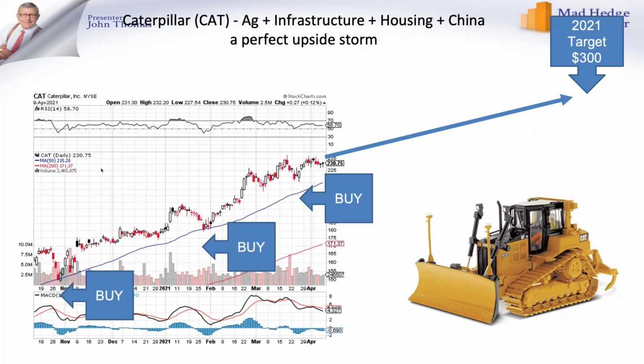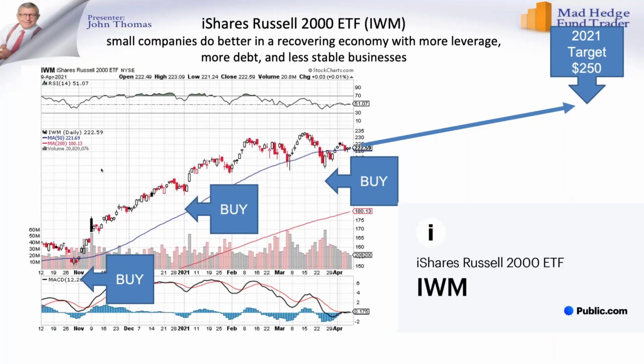Caterpillar just is seeing a perfect storm, recovery in agriculture, infrastructure, housing, and China business all means good business for Caterpillar. We're targeting $300 a share in Caterpillar. Of course, in any economic recovery, small shares do better than large shares, so they have been outperforming the S&P 500 for the last 6 months. These are much more leveraged companies with more debt and less stable businesses, therefore do better on economic turnarounds. We're targeting 250 in the IWM ETF.